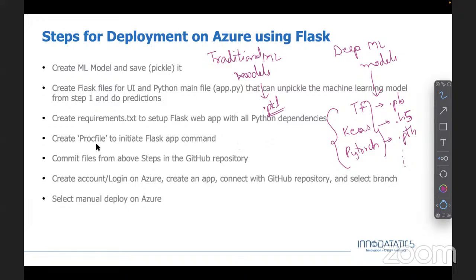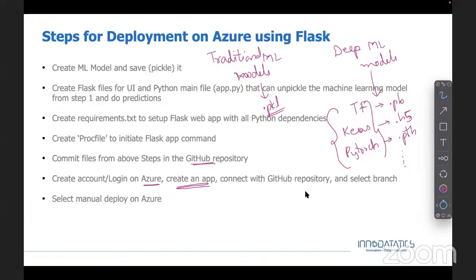And then you create a Procfile to initiate the Python app command. Then you commit the files from the above steps. I mean, you take those files and put them into a GitHub repository. Once done, you create an account on Azure. There is an app that you can create.